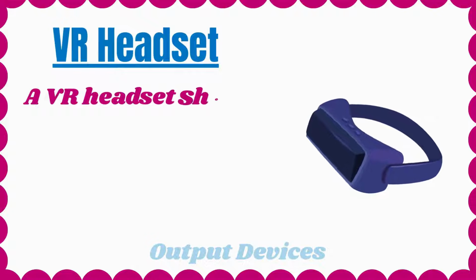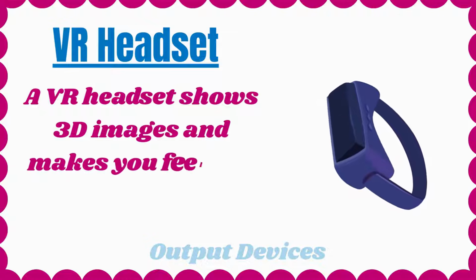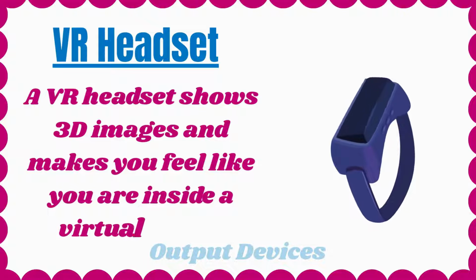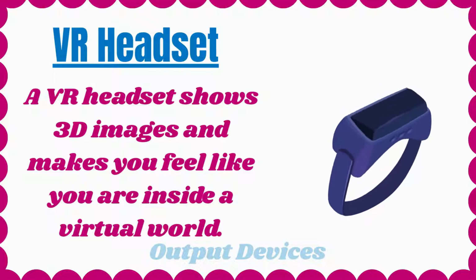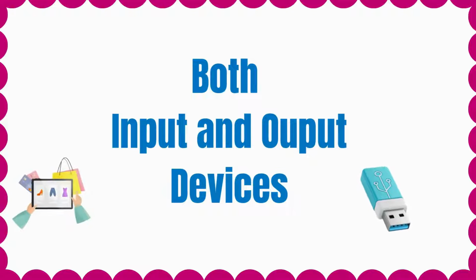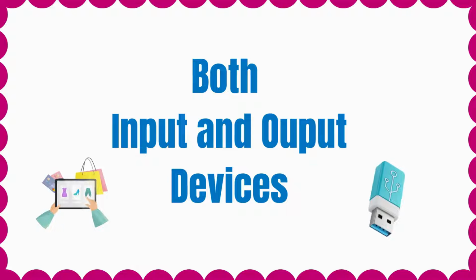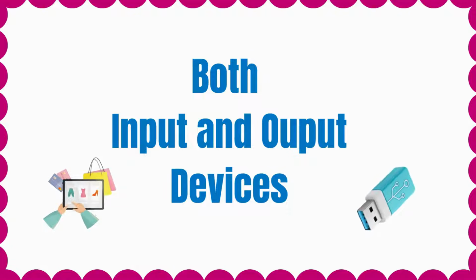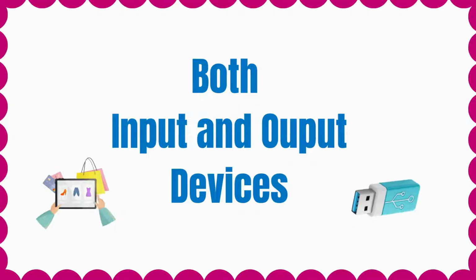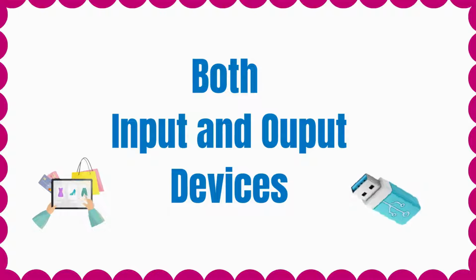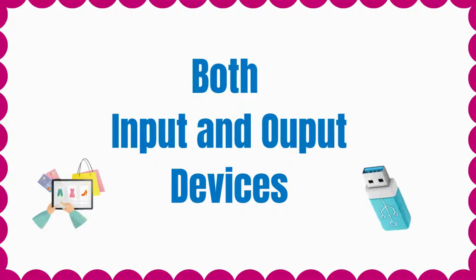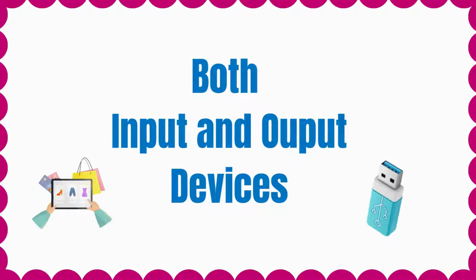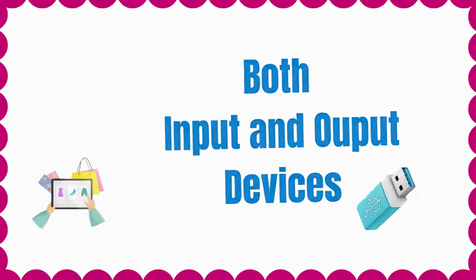A VR headset shows 3D images and makes you feel like you are inside a virtual world. Do you know, friends? Some devices can do both. They can send information to the computer and show or give information from the computer. These are called input and output devices.